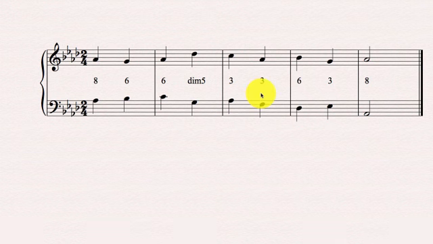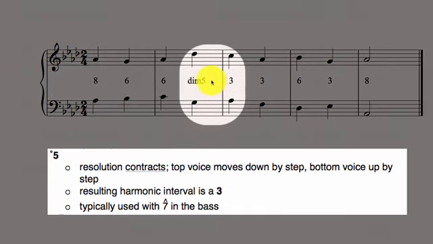Notice our allowed intervals are all consonant intervals. But we are going to allow three special dissonances that, if they are used, require a specific resolution. One of them is in this example here, and it's our diminished fifth. Our diminished fifth resolves in what's called a contraction.